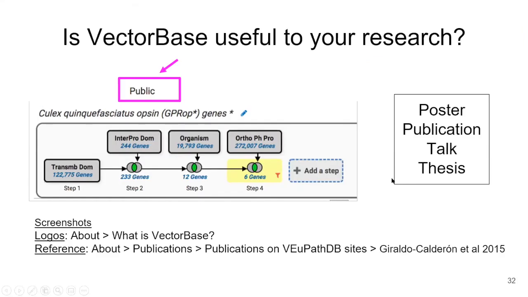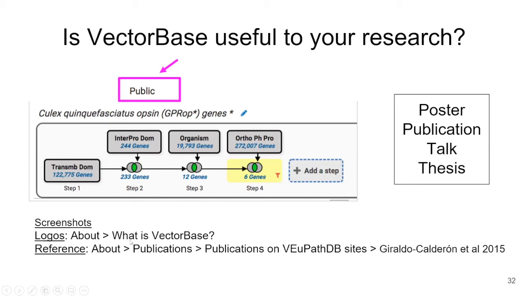And with this, I'm going to end. So if you find VectorBase useful for your research, we will really appreciate it. It is a resource that is free to you, but our funders need to know that you are using it, so it could keep being not only free, but available. So for example, if you use the strategy system for your analysis, make the analysis public. Share it with your colleagues, not only with your research group, but with everybody else in your poster, your publication, your talk, or your thesis. Use the screenshots from the website, anything that you like, not only the strategy system, but anything.